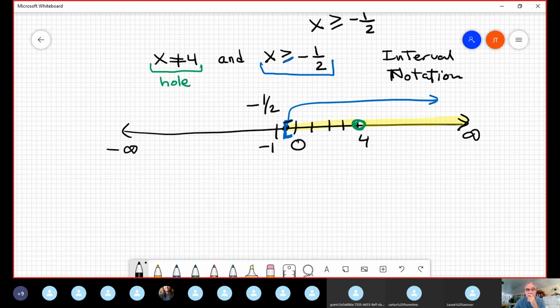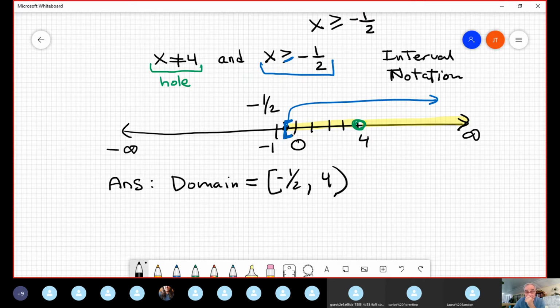Here is a square bracket. So the answer is: the domain is equal to bracket -1/2, comma 4, parenthesis, because we do not include 4, union 4, comma infinity. Okay? 4, comma infinity. End of the story.